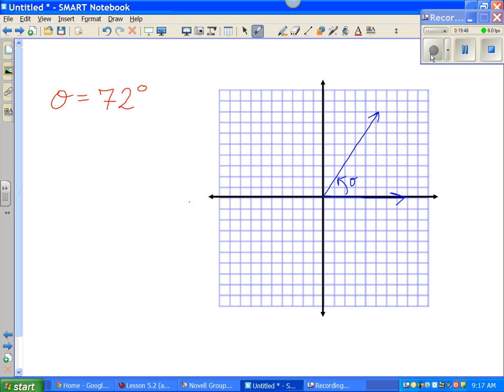Theta is 72 degrees. What quadrant is it in? 1. Where's the reference angle? Yeah, the reference angle is itself. Right? If you have an angle in the first quadrant, the reference angle is the actual angle. Doing okay? All right.